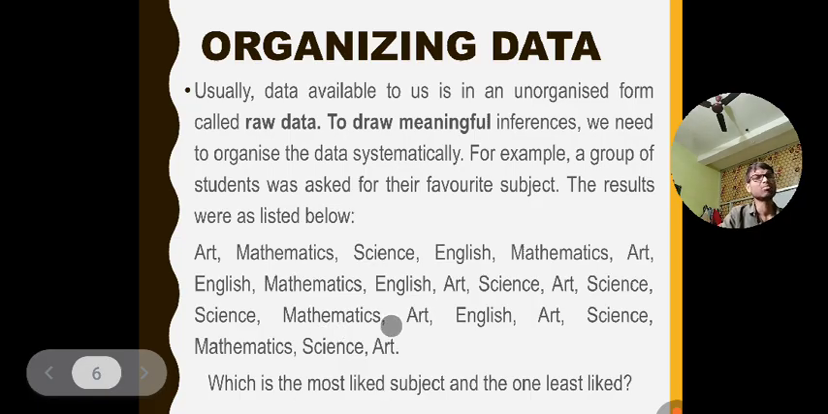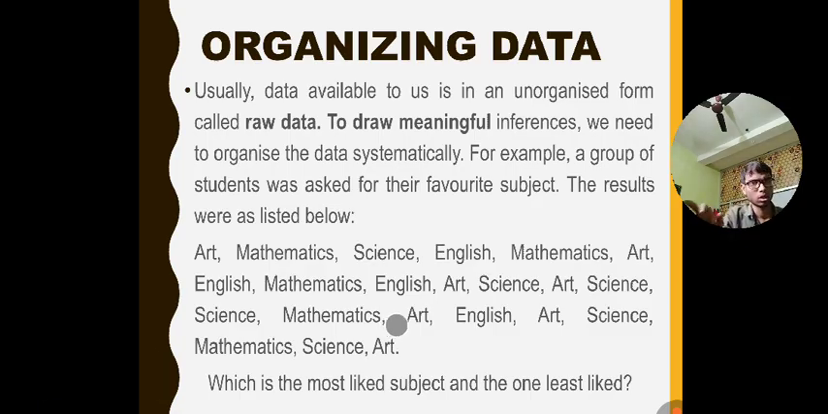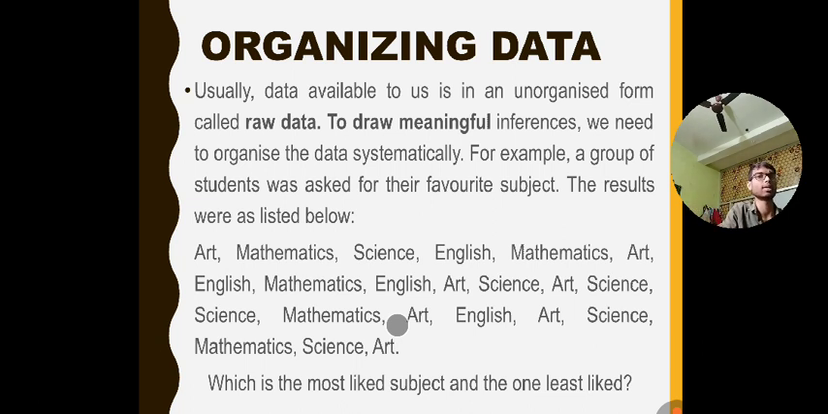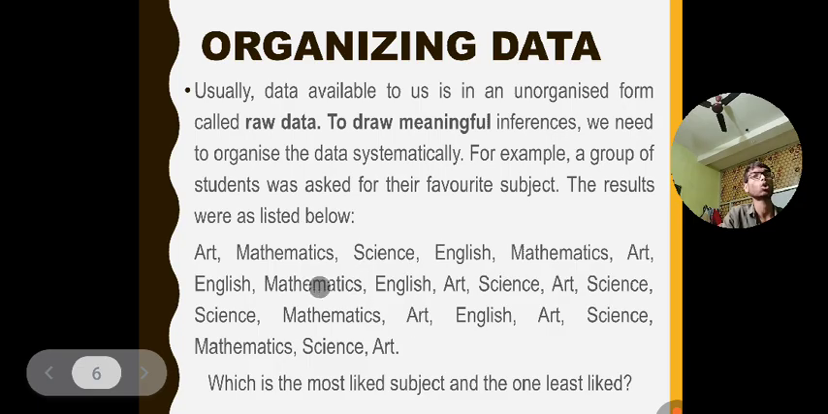It is very complicated. We are not able to understand it. We are not sure what it is saying. So this is not readable. We will make it readable so that anyone can understand. This is unorganized data. This is the raw data, showing the most liked subject.